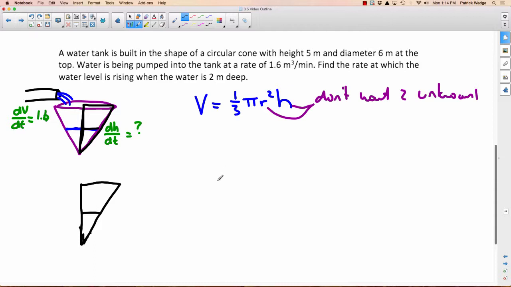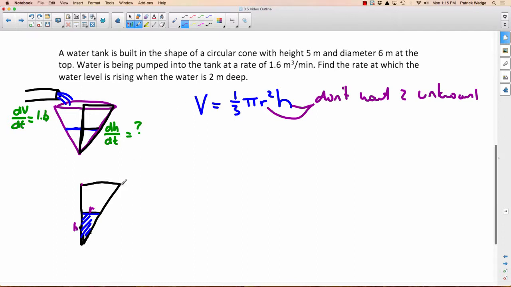So I'm going to label in this drawing everything we know. First of all, if we look at our water level, this is all water, right? Why don't we call from the bottom to the water level h. That's the height. And why don't we call from here to here the radius of the water? Obviously there's the whole diameter, this is the radius of the water. That's the small triangle.